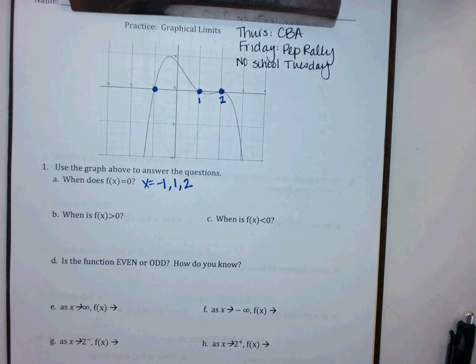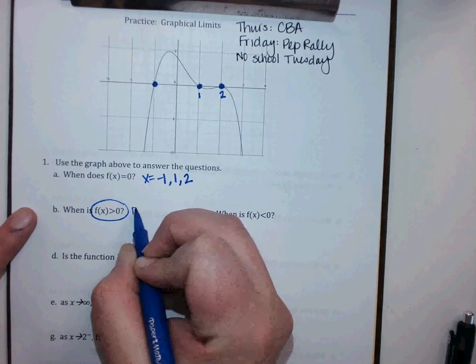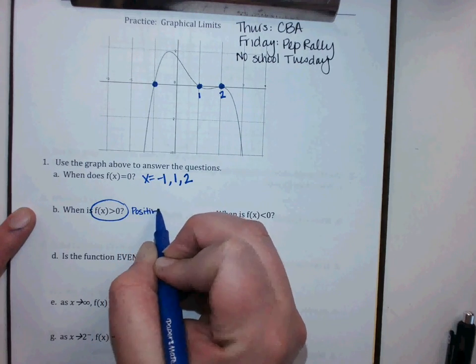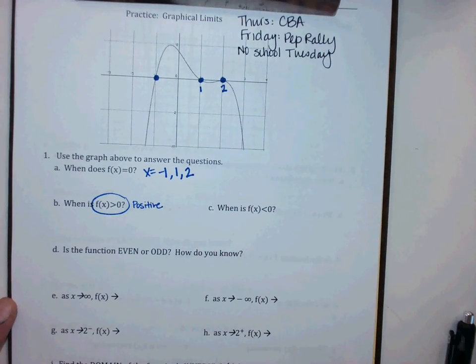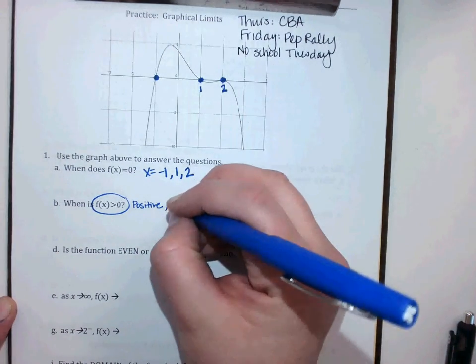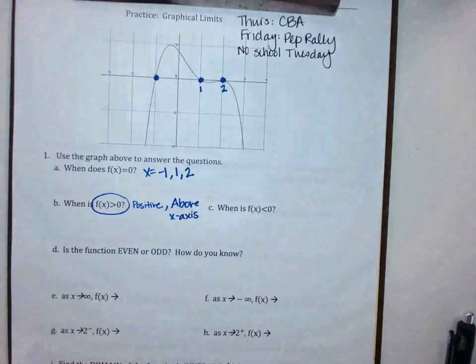Okay, now when is f of x greater than 0? Well, greater than 0, does that mean positive or negative? Positive. And where are my positives? Should it be above the x-axis or below the x-axis? Above. So I want all of the parts of the graph that are above the x-axis. So I'm going to shade them in pink on mine. If you're using a pencil, you can just kind of shade it regular.